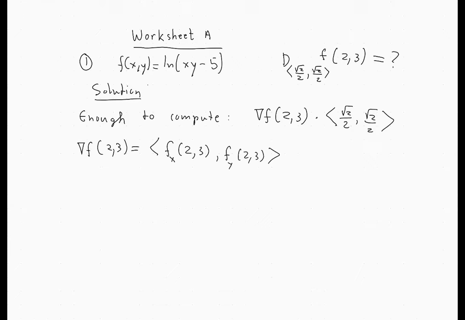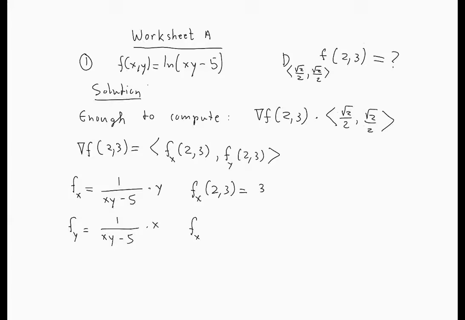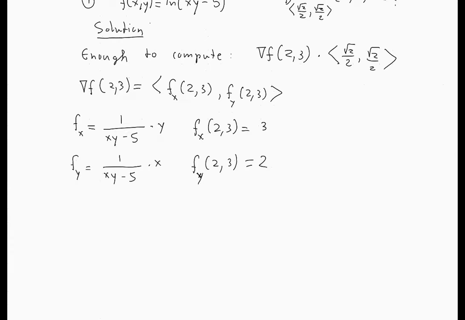Chain rule, the usual chain rule, 1 over xy minus 5 times y, which means that f sub x at (2, 3) will be equal to 3, and f sub y will be 1 over xy minus 5 times x, and f sub y at (2, 3) is going to be 2, which means that the gradient is simply the vector (3, 2).